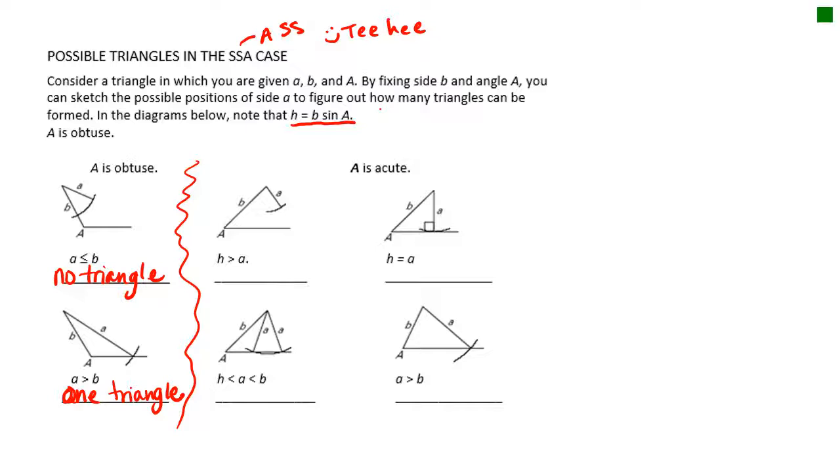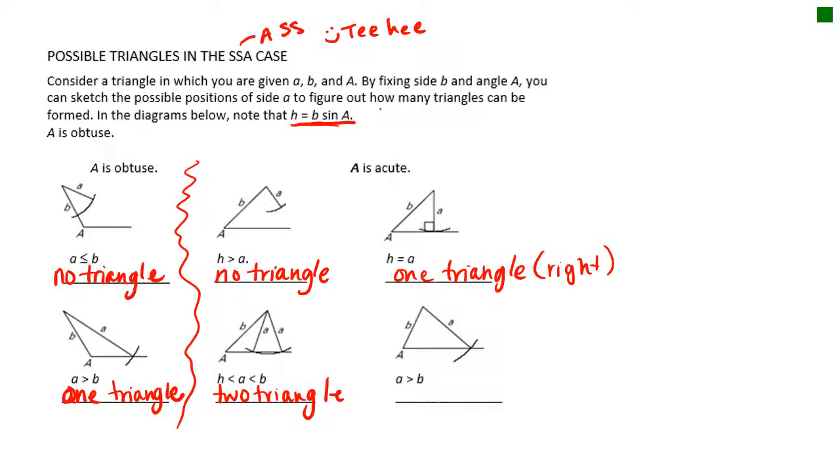Okay, so then we're going to talk about H. And again, H is B times sine A. So if A is acute, we need to find H first and then see how it rolls. If H is bigger than side A, no triangle, it doesn't make its way there. If H equals A, then we have one triangle, and it's a right triangle. If H is less than A and it's less than B, then two triangles can be made, one where the side is here and one where the side could be there. We can move the side to hit in those places.